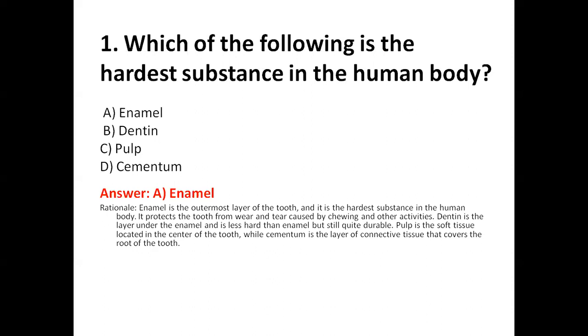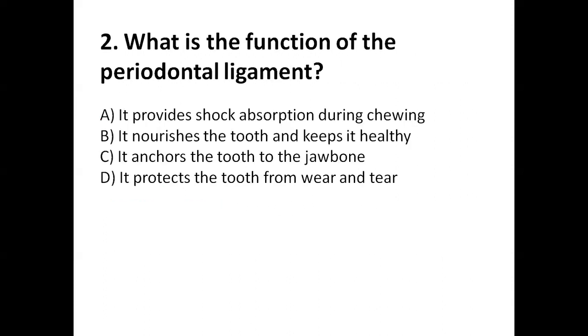The dentin, as we said, is the layer under the enamel. It's less hard than enamel, but it's still durable. The pulp is a soft tissue located in the center of the tooth, while the cementum is a layer of connective tissue that covers the root of the tooth. So the correct answer is the enamel.